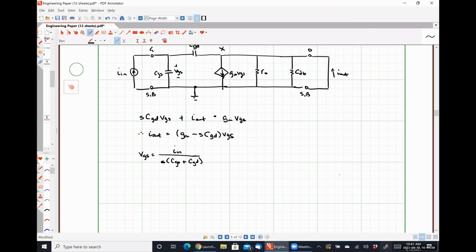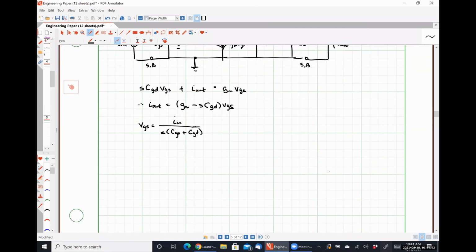And from this, our short circuit current gain is then I out divided by I in is gm minus s CGD divided by s times CGS plus CGD, which will be gm over s times CGS plus CGD for the majority of frequencies of interest for the exact same reason.